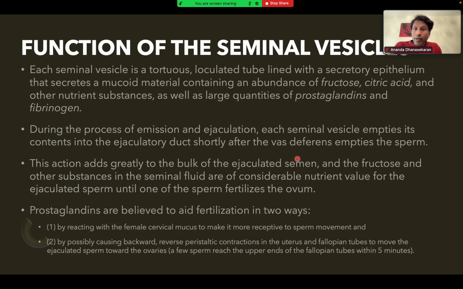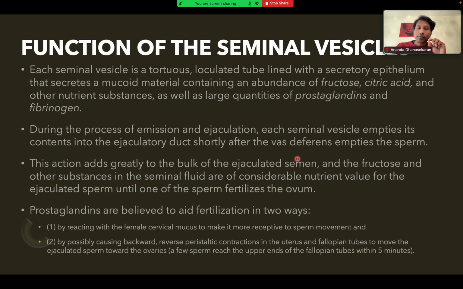And this action adds greatly to the bulk of the ejaculatory fluid. If a patient has problems in the seminal vesicle, they will have ejaculation, but the amount will be very small. And the seminal vesicle, because of the fructose, has good nutrient value. There are also prostaglandins, which have two uses. The prostaglandin makes the female cervical mucus more receptive for sperm movement. Prostaglandins make the mucus good so that the sperms will move and help in fertilization.